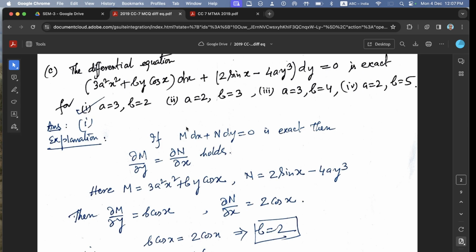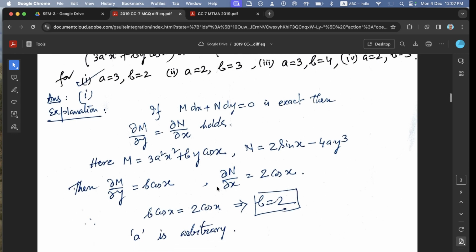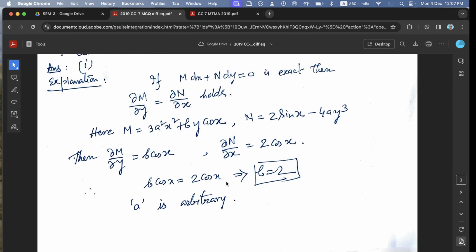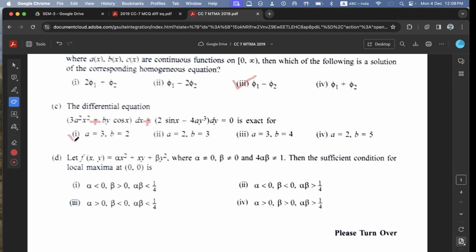Here this is an exact differential equation, so comparing with M dx plus N dy equal to 0, M equal to this factor and N equal to this factor. So del M del y equal to del N del x holds. Hence del M del y equals b cos x and del N del x equals 2 cos x. So b cos x equals 2 cos x, so b equal to 2 and a is arbitrary. Only in option 1, b is 2. So the correct option is 1.